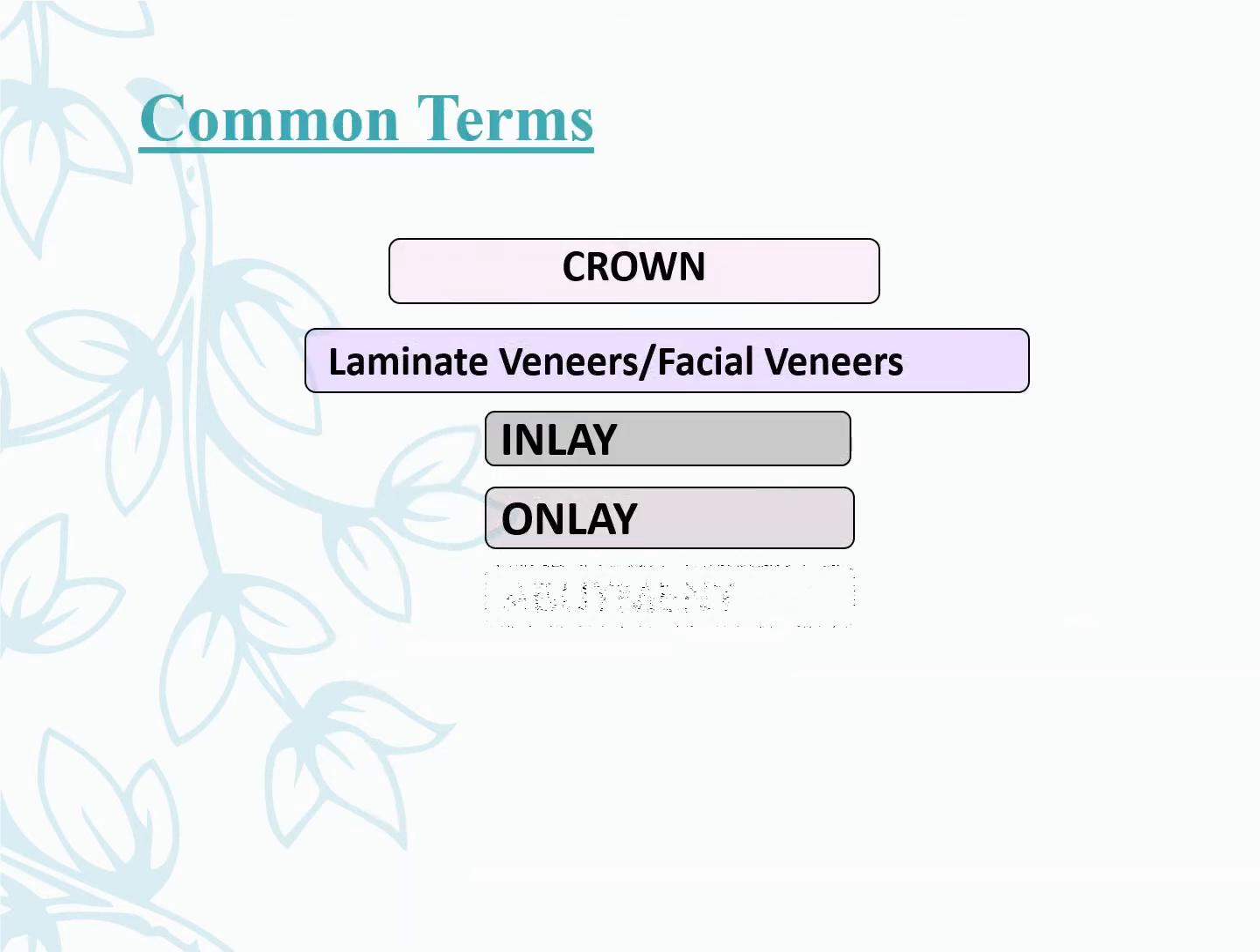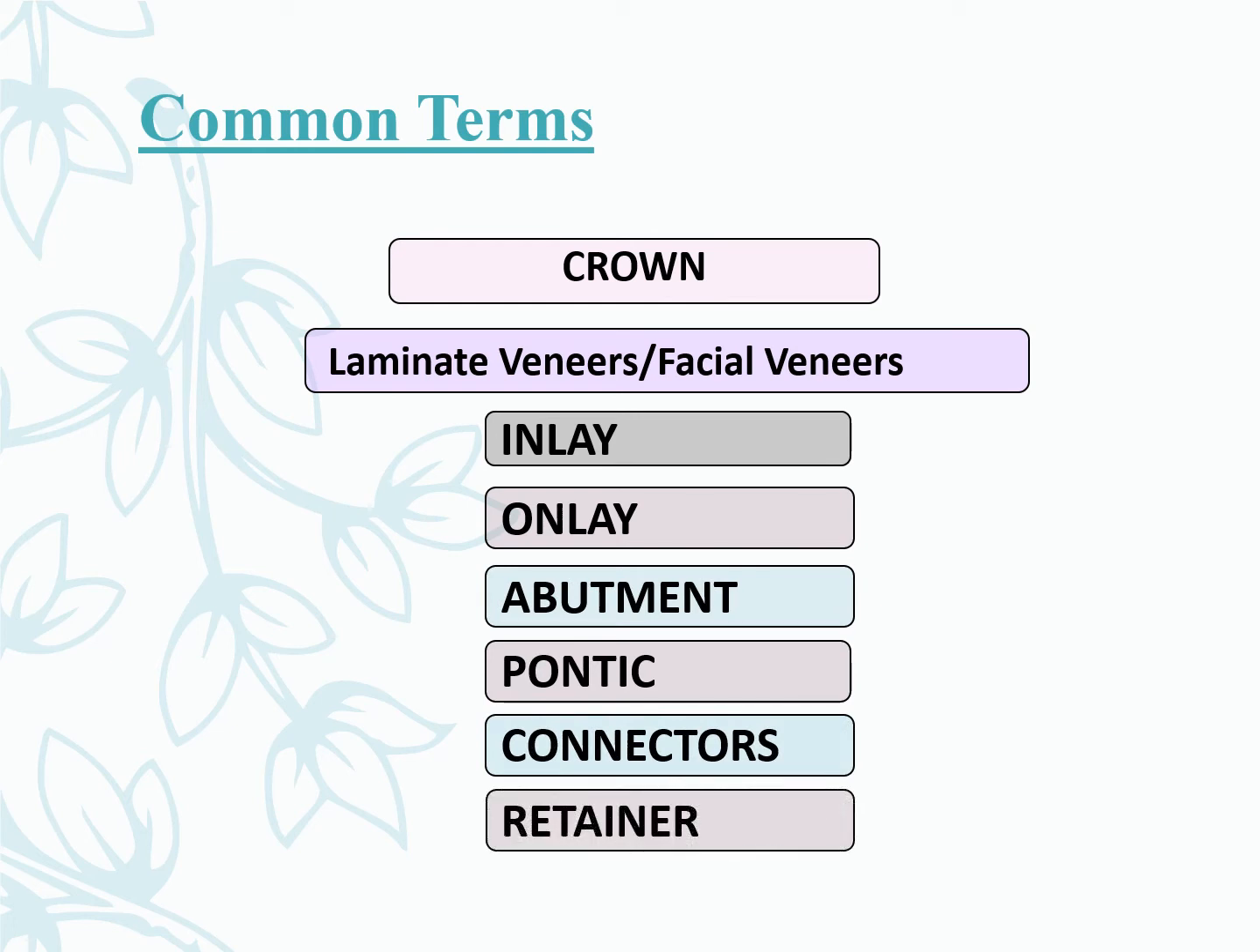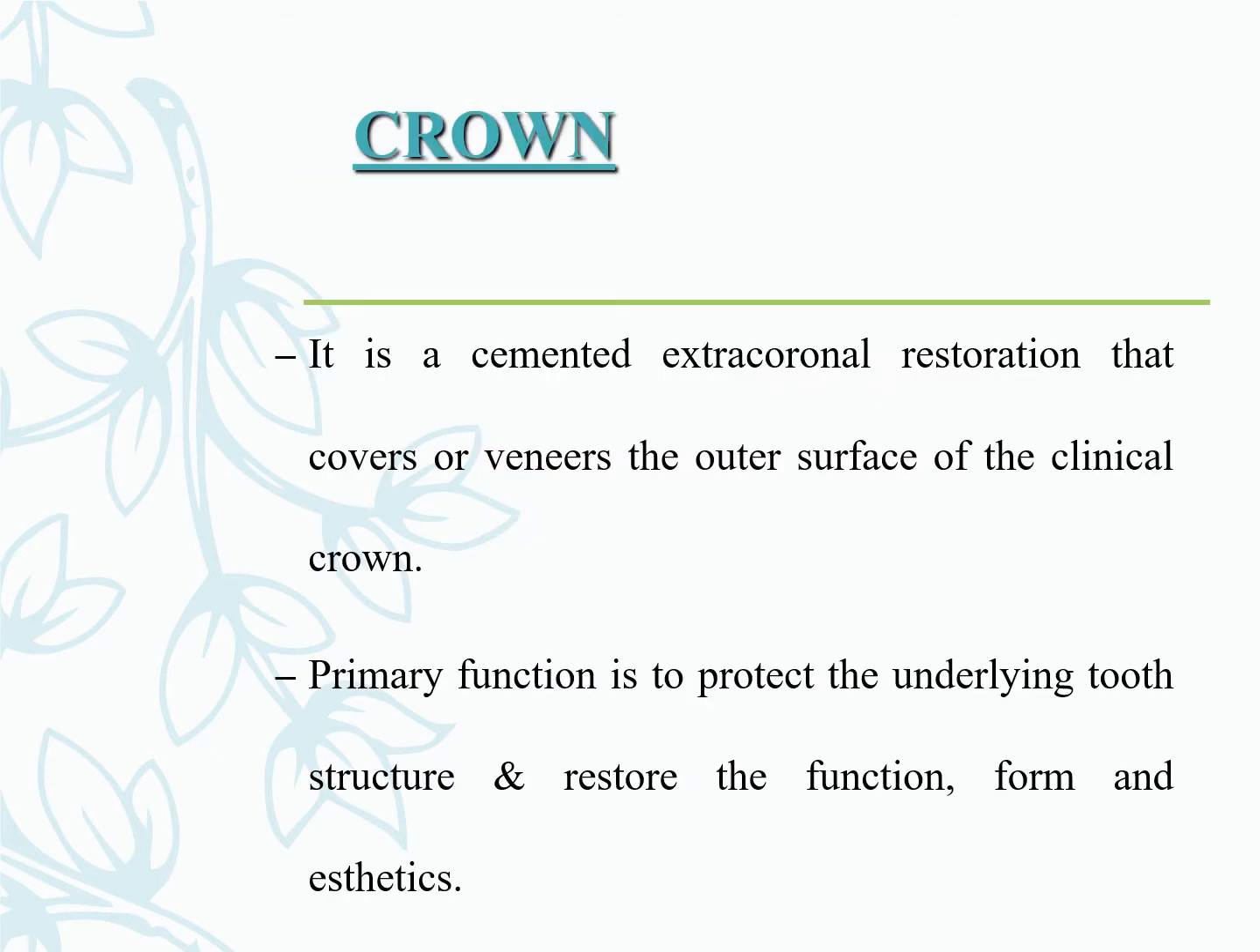So what are the different terminologies that you will be seeing in fixed partial prostheses? First thing is a crown, then you will see laminate veneers or facial veneers, then you will be learning about inlays, then onlay, abutment, then pontic, then connectors and retainers, and we will be dealing with each and every term in specific, right? So crown.